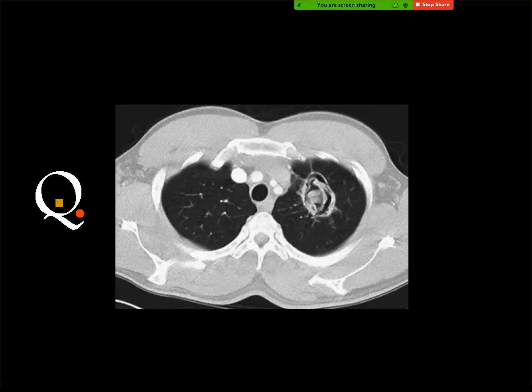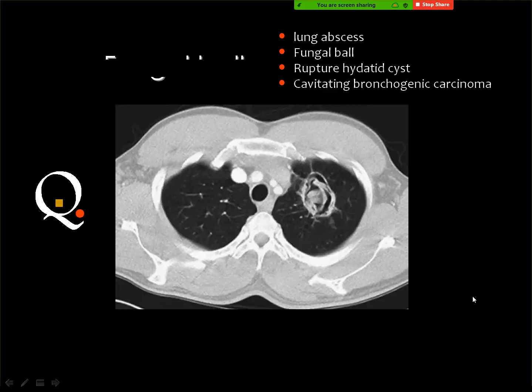Hydatid cyst. Rupture hydatid. Rupture, hydatid cyst, or fungal ball. Maybe hydatid cyst, I think it has air fluid level with the wavy water lily sign. It is closer to aspergillosis. Yes, and this is a fungal ball, because if you had rupture of the hydatid cyst, you would get air fluid level and the water lily sign. If you are confronted by a question like this, this is not an abscess, of course, and the fungal ball is a good possibility. Rupture hydatid cyst, no. Cavitating bronchogenic carcinoma, no.